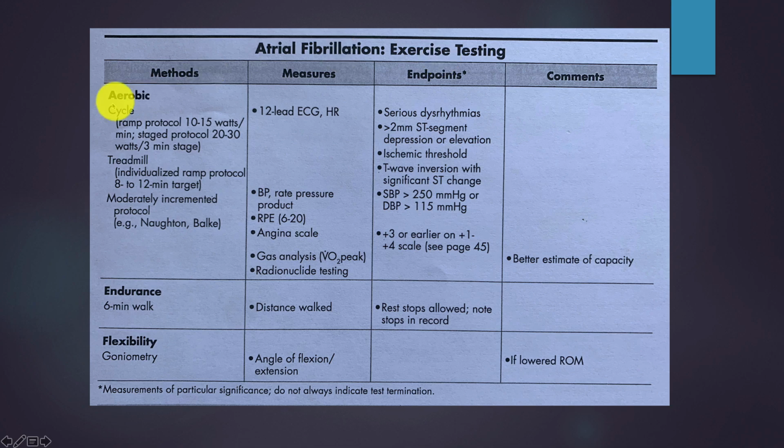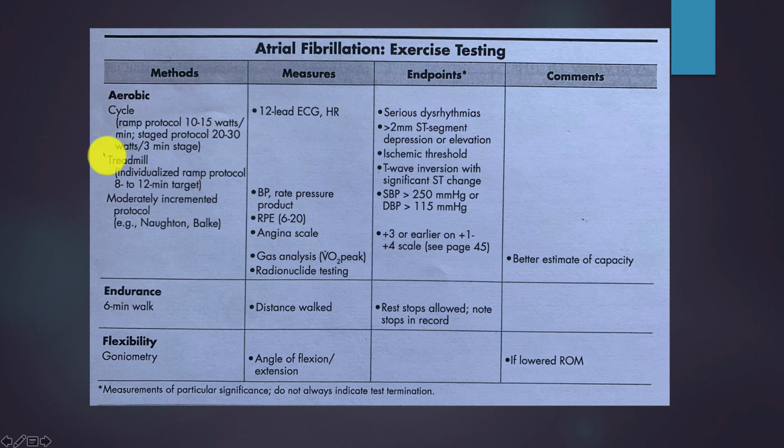So when we're going to test the aerobic system, we're going to do cycle or treadmill. We're going to do moderate increments in increased capacity here. And you can see the watts and you can see the 3-minute stages, right? Treadmill, same thing, individual ramp protocol, 8 to 12 minutes target. So we have a time frame here and we have watts.